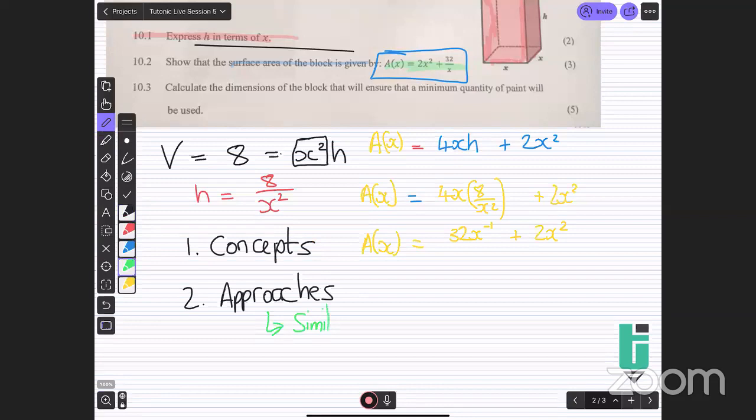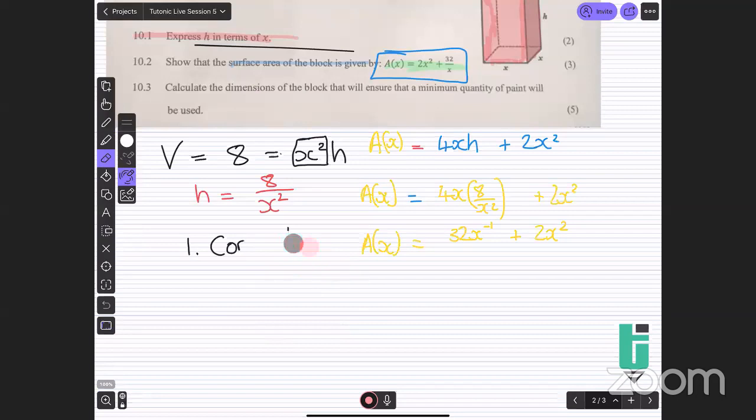But in order to understand the approach, you have to know this. So you can't understand approaches if you don't understand the concepts of them. So let us do the third question. Calculate the dimensions that will cause a minimum quantity of paint.